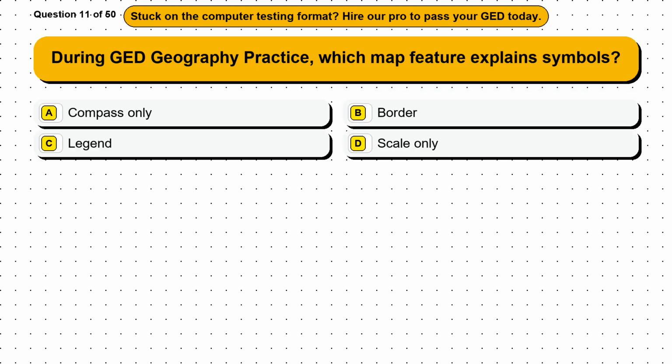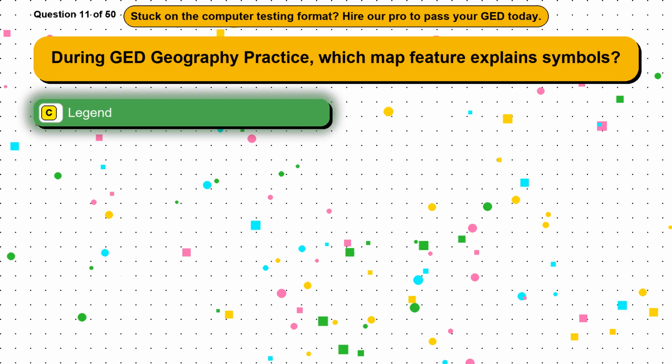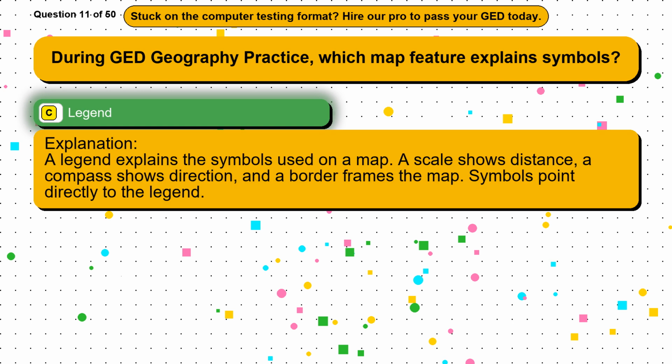Question 11. During GED Geography Practice, which map feature explains symbols? Option A, compass only. Option B, border. Option C, legend. Option D, scale only. The correct answer is option C. Legend. A legend explains the symbols used on a map.